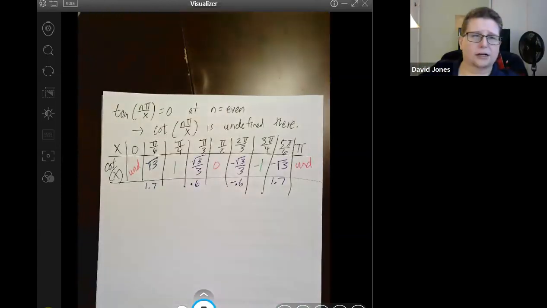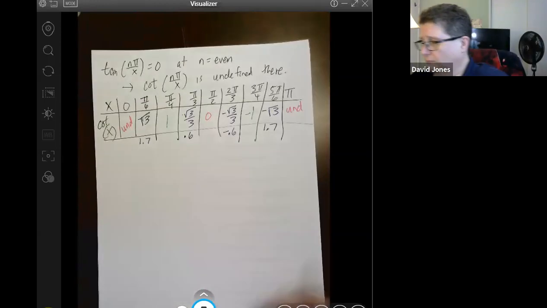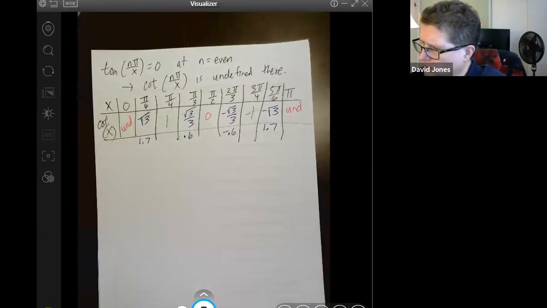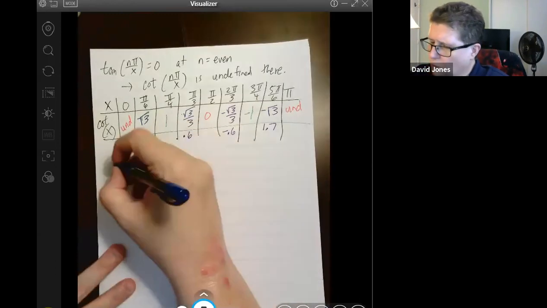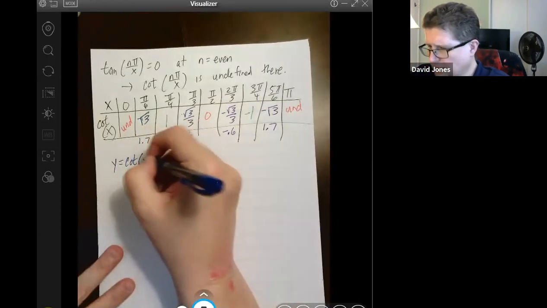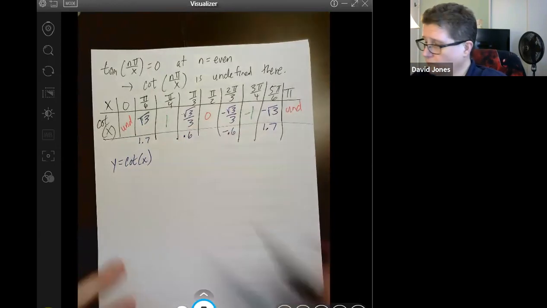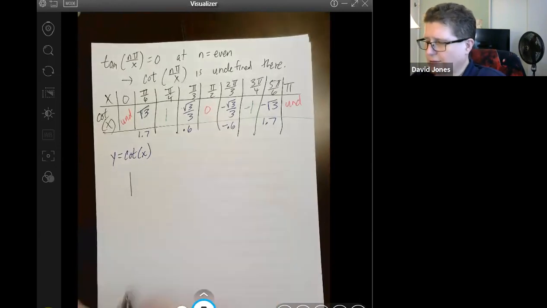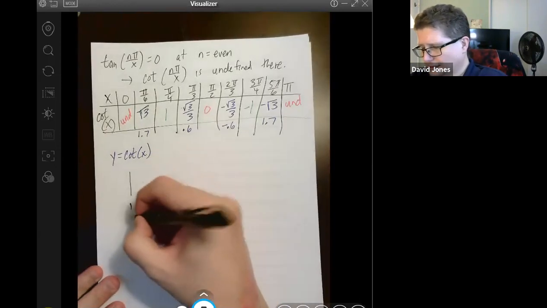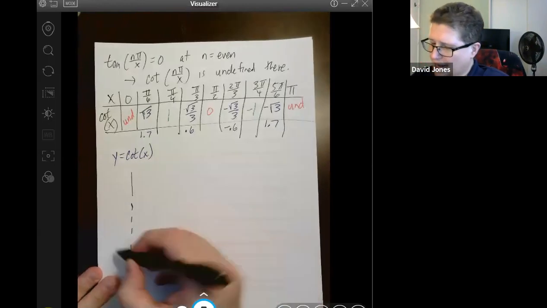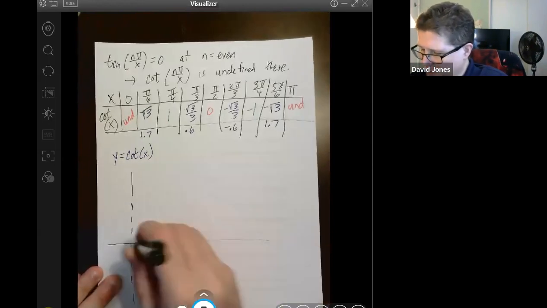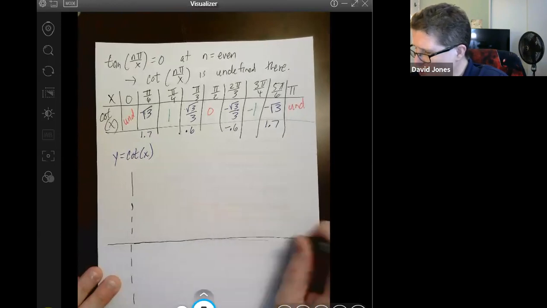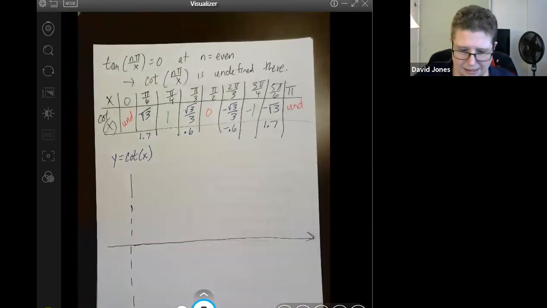So let's take a look at graphing cotangent. Y equals cotangent x. Actually, we know that's an asymptote, so maybe I'll just make it dotted now. Ooh, my black pen's dying. Time for a new one.